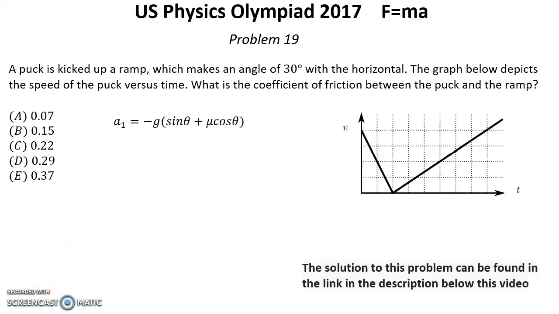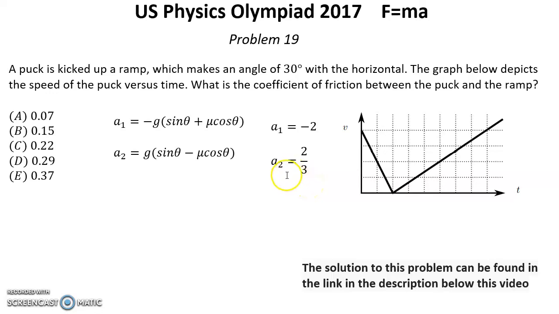When the puck is going down, we have a2 equal g multiplied by sine theta, now the gravitational part is going in the same direction as the velocity, minus mu cosine theta, the force of friction going in the opposite direction. And from this graph we can find the relative units for accelerations, which are slopes. We have a1 equal -2 and a2 equal 2 over 3.